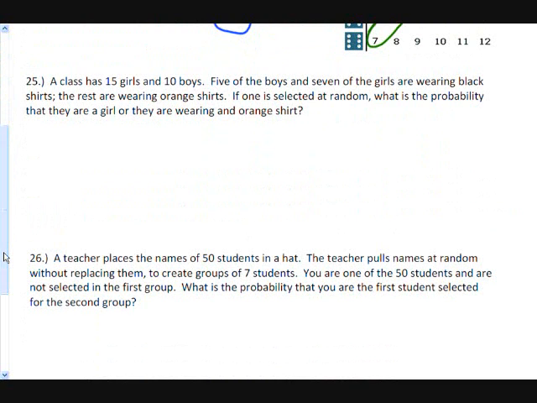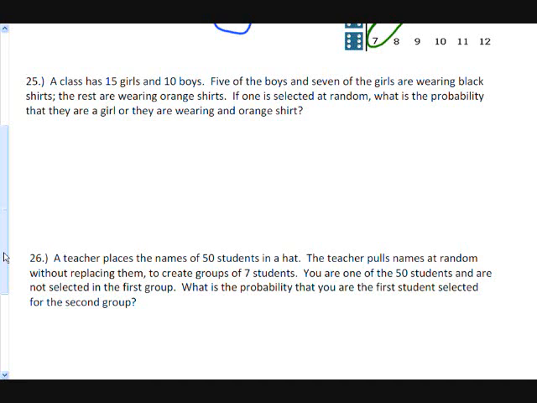For number 25, it says a class of 15 girls and 10 boys. 5 of the boys and 7 of the girls are wearing black shirts. The rest are wearing orange shirts. And we want to know, if one is selected at random, what's the probability that they are a girl or they're wearing an orange shirt?